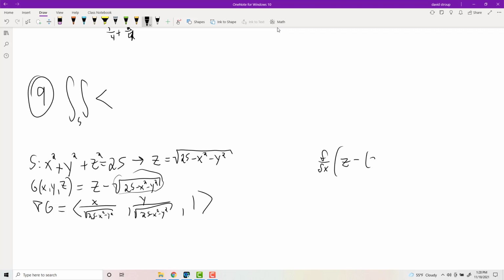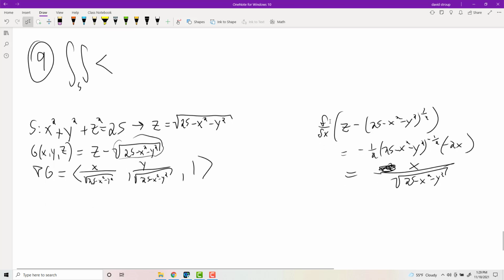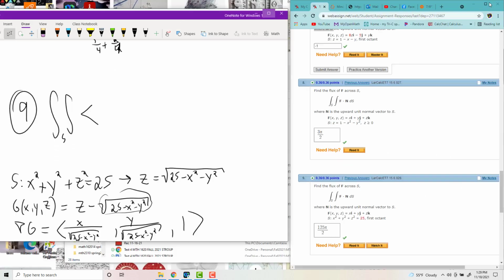Here I am just checking my work, because I sort of did that in my head. So for the gradient, I need the first component to be the partial with respect to x. The partial of z is 0, and then I'm doing a power rule, bringing down the 1/2. There's a negative in front, and then the chain rule, so I multiply by a negative 2x. Rewriting it, negative 2 times negative 1/2 is positive 1. And you're left with an x in the numerator and the square root of 25 minus x squared minus y squared in the denominator. That's it.